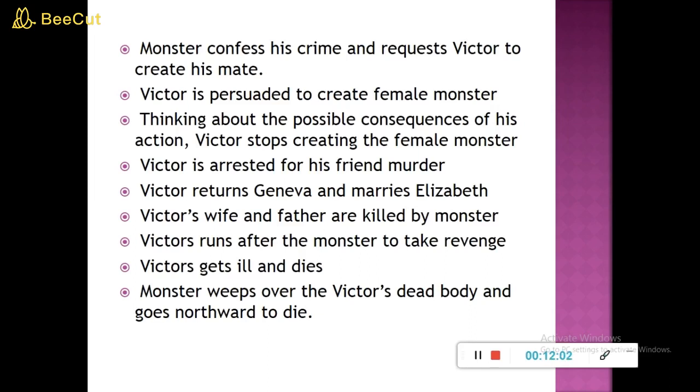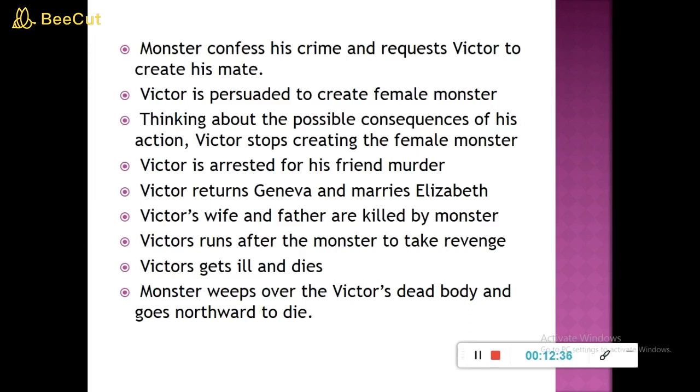Now Victor takes a vow to take revenge upon the monster. He runs after the monster, but he is not able to find the monster. He is not able to grab the monster, and while he is chasing, he gets ill and dies there. The body of Victor Frankenstein lies in the room where Robert Walton lives.